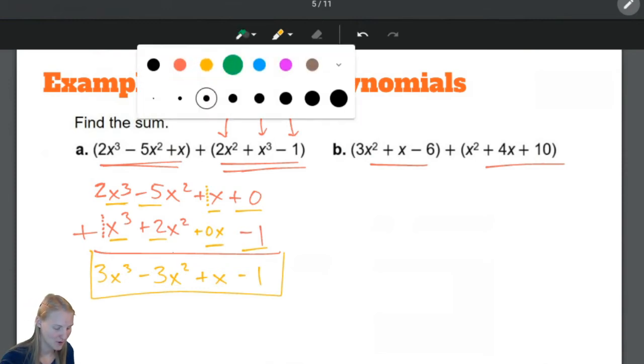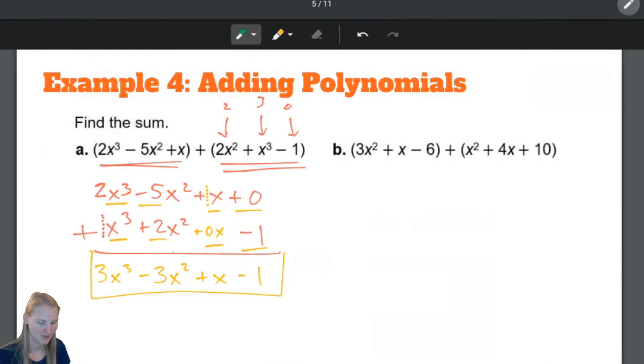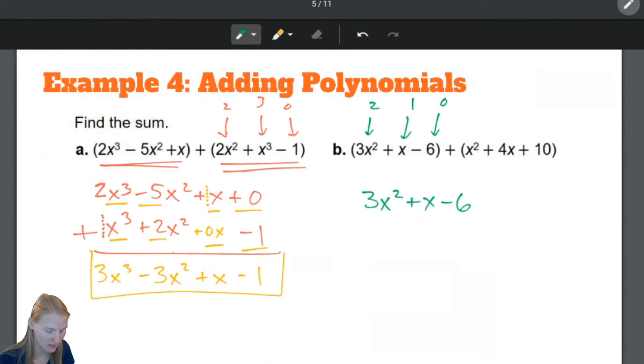Let's get some different colors in the mix. Okay, we are going to write these polynomials in standard form. So here I have degree 2, degree 1, and degree 0. Oh, that already is in standard form. Okay, all right. 3x squared plus x minus 6. Cool. Less work for me.